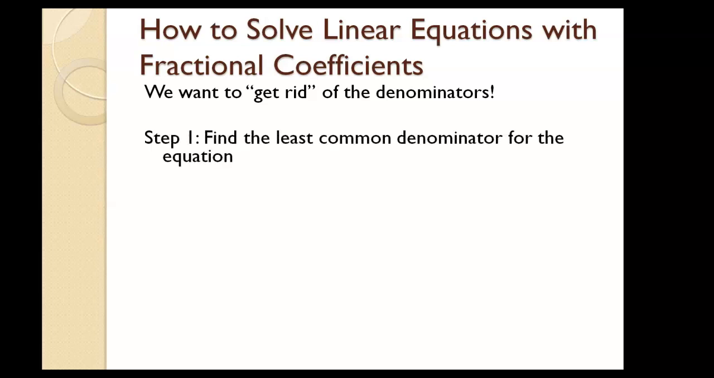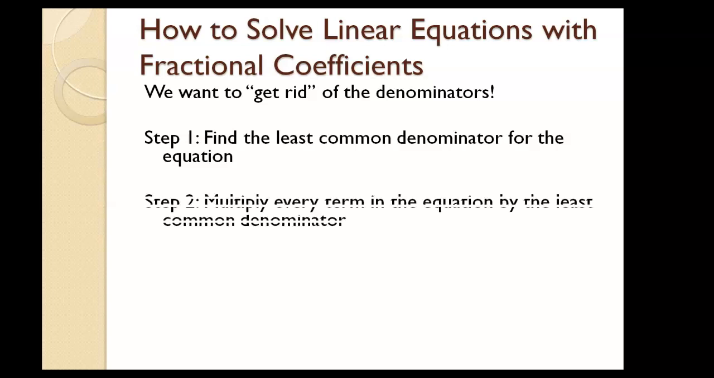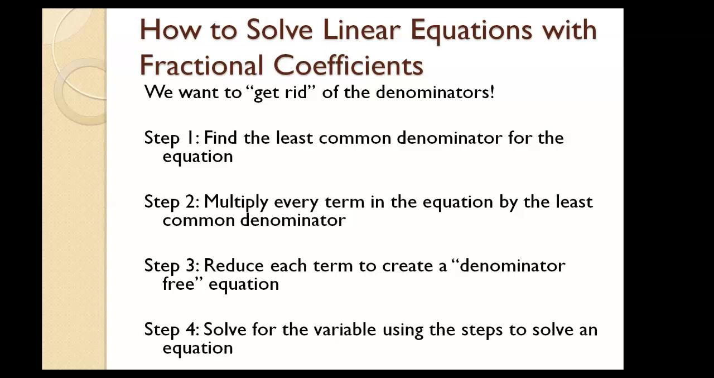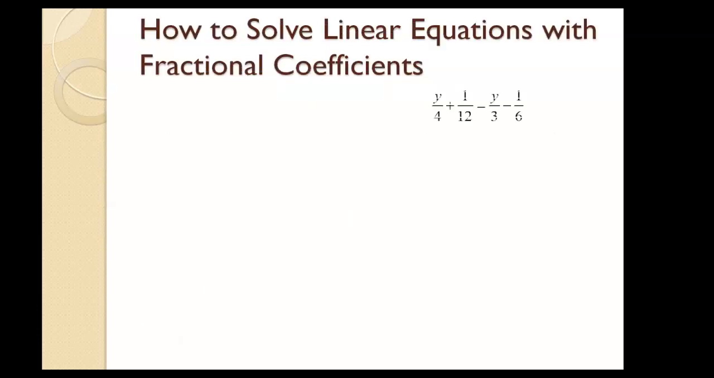First step, find the least common denominator for all the fractions in the equation. Then multiply every term in the equation by the least common denominator you just found. Then reduce each term to create a denominator-free equation which will have no fractions whatsoever, and then you solve the usual way using the usual steps and arithmetic operations. Let's take a look at this particular example, the one we've started with.